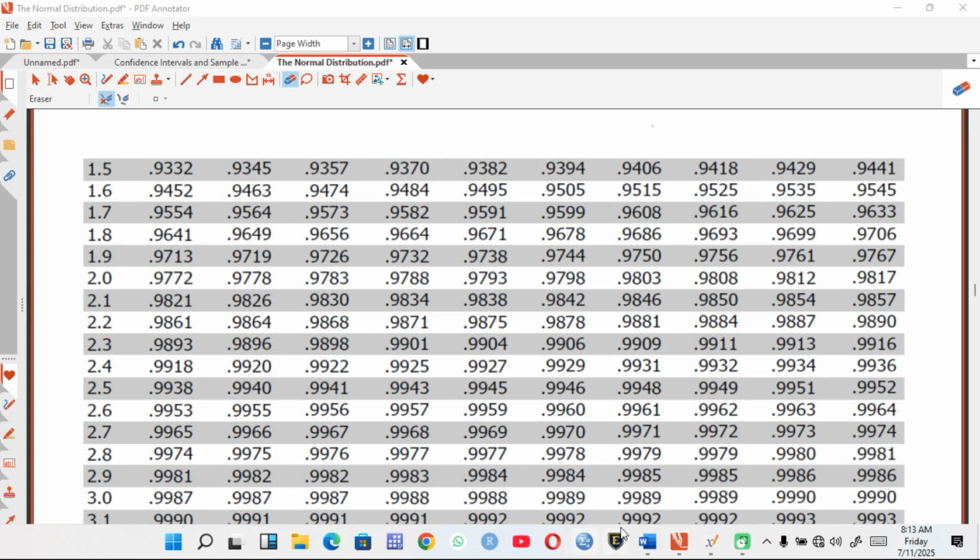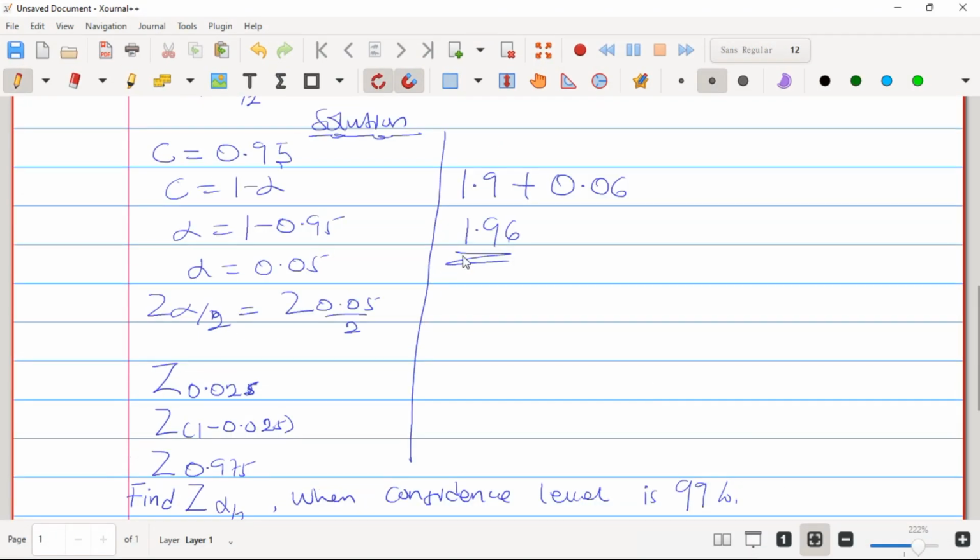So when you come to our worksheet, we are just going to add them. You see, this one wasn't falling between two intervals, right? So we are not going to add the two and divide by 2. Since it's just lying on a specific probability, you just take the row and the column and add. So here we are going to have 1.9 plus 0.06. Once you add, we are going to get 1.96, right? So this is how we can get that one too.